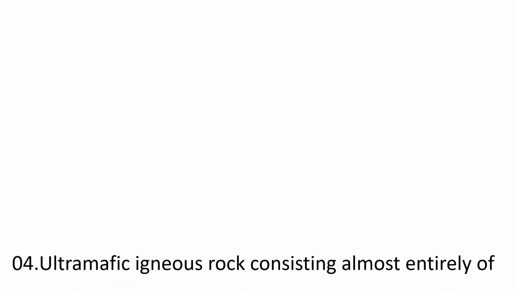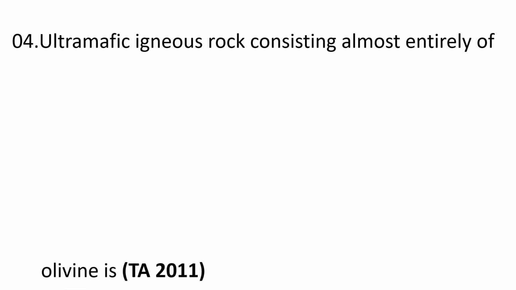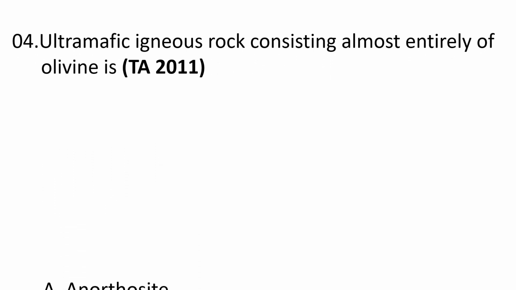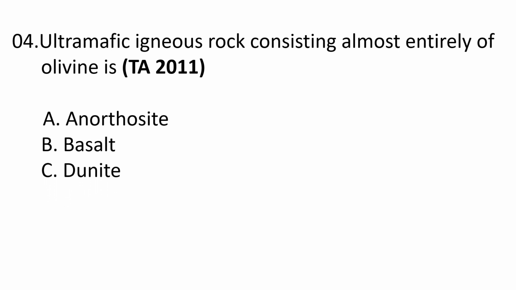Coming to the fourth question. Ultramafic igneous rock consisting almost entirely of olivine. A. Anorthosite, B. Basalt, C. Dunite, D. Amphibolite. The correct answer is C, dunite.